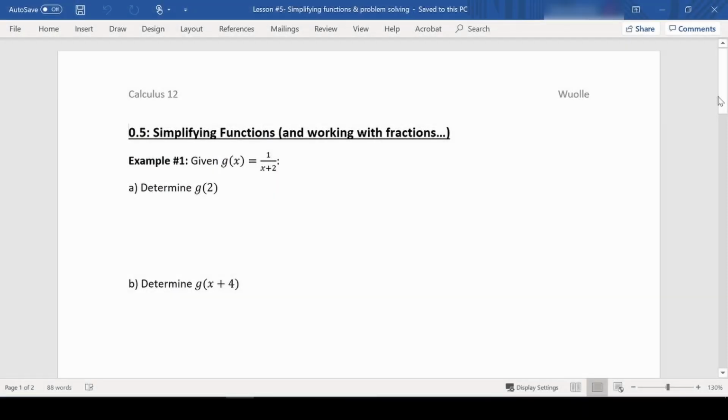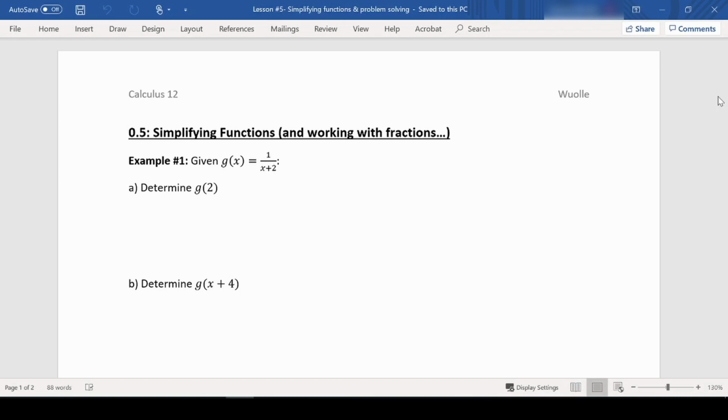Hello, everybody, and welcome to our last lesson of our review chapter. This is section 0.5, where we are going to be looking at simplifying functions, and we're going to be working with fractions a bit as well. So before we work on actually writing functions for word problems and things like that, we're going to just do a quick review of function notation and how these functions should be simplified.